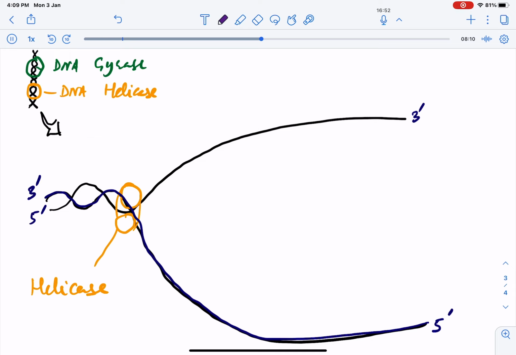Each DNA molecule has the specific base pairing. So if this upper DNA strand has an adenine base here, the lower will have thymine here. If this has guanine here, this will have cytosine here. If this is cytosine here, this will have guanine here. So this is specific base pairing that you already know.